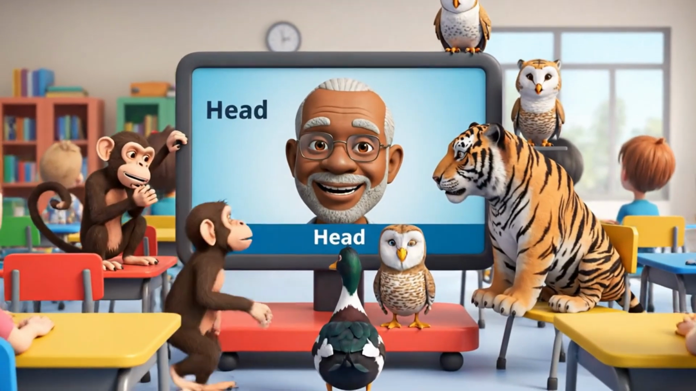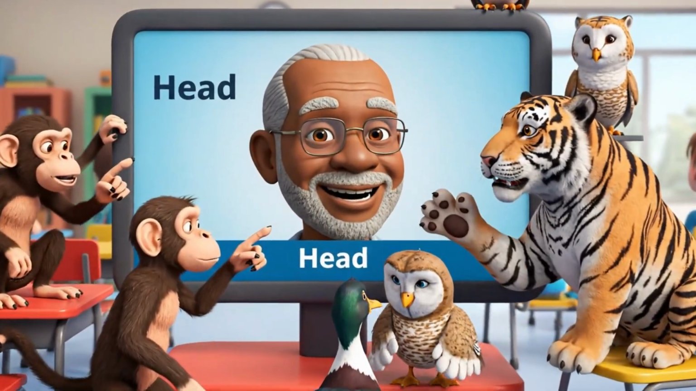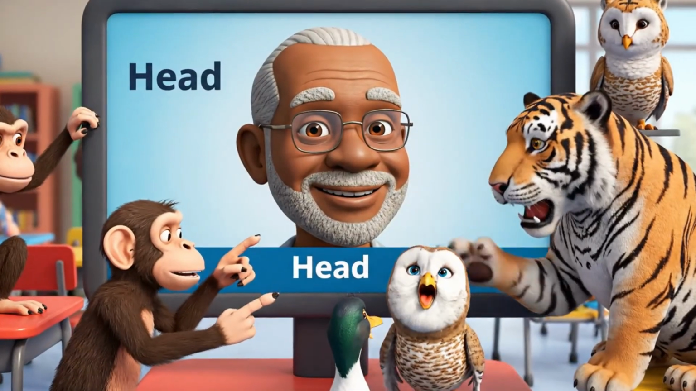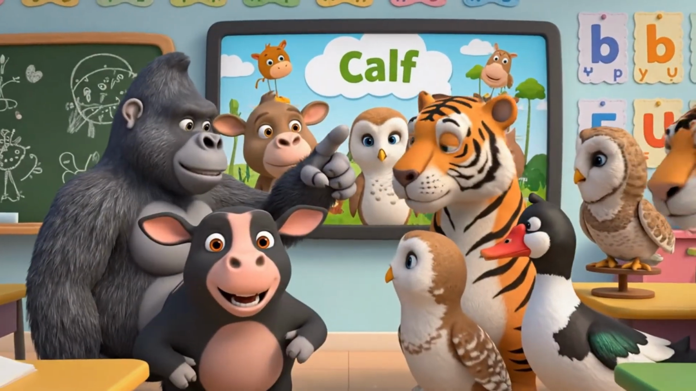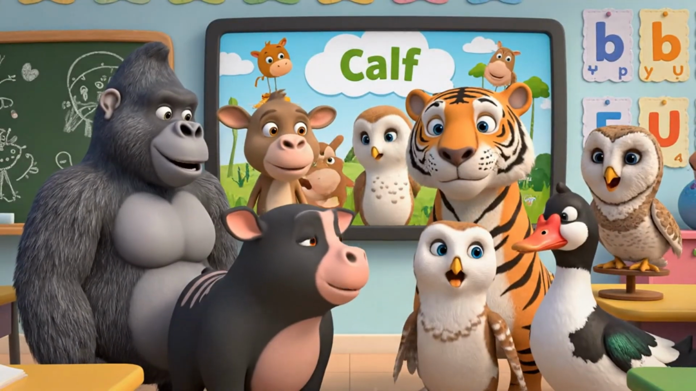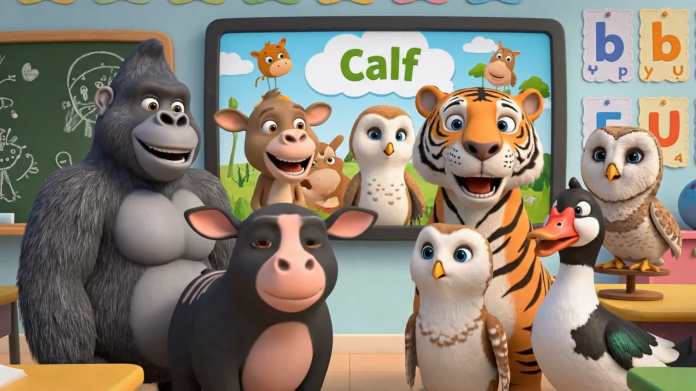Welcome, class. Today we are looking closely at the structure and function of the head. Welcome back to Animal Class. As you can see on the screen, today we are learning all about the calf.